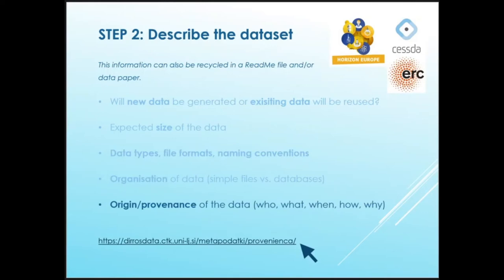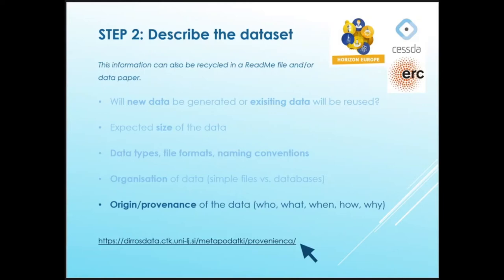And the last thing that goes under this section is the origin, or in other words, the provenance of the data, which means who created the data, what they created, when, how, and why. This, for contrast with before, is a complex topic to understand and master, especially because it is tied to metadata schemas that I will cover later on. And again, I would invite you to come to the website and read the article on it, because I don't have time today to really cover this. This could be a separate lecture in itself.